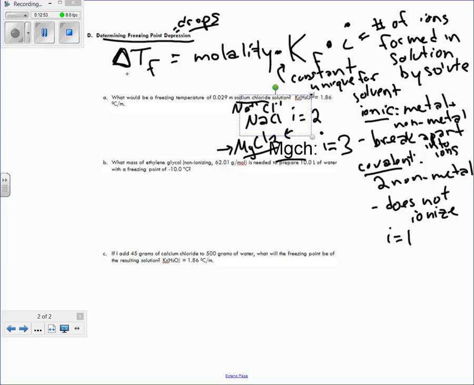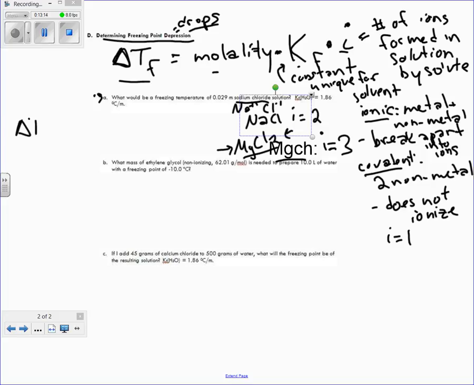Okay, so let's bring it back up here to this whole equation. To find how much our freezing point drops, we look at the molality of the solution, this K sub F, which is going to be a constant, unique for every solvent, and then i is the number of ions formed in solution by the solute. Okay, so let's apply this here to problem 8. The easiest way to see it is to just dive in.